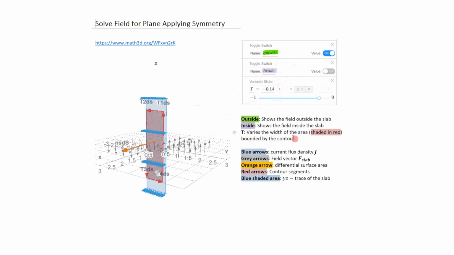T varies the width of the area, that's shaded in red, bounded by the contour. So what's going to happen is that this segment here is moving outwards in this direction. So it moves all the way to the inside on this side and to outside on this side. The blue arrows, basically the current flux density. The gray arrows are the field vector. The orange is the differential surface area. We're choosing the surface area vector to be in the same direction of the current flux density as mentioned earlier. The red arrows are the contour segments, again, according to the right-hand convention. And the blue shaded area is the trace of the slab. Okay, of course, this extends to infinity in both directions.